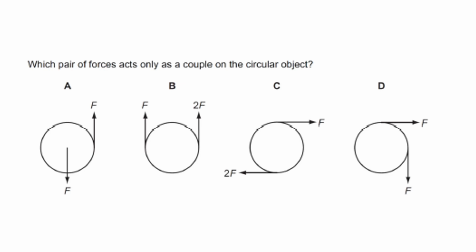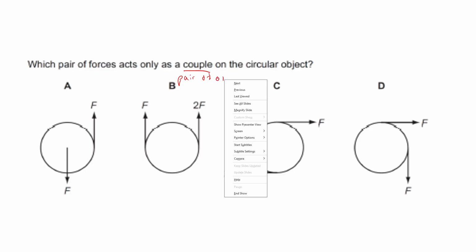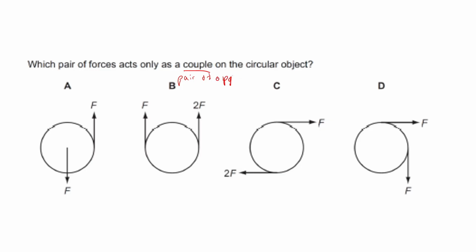Which pair of forces acts only as a couple on the circular object? Okay, so a couple on a circular object is just going to be a pair of opposite and equal forces. So we just have to look for that on these free body diagrams and see that A is actually a couple, because F is going in opposite directions and they're seemingly of the same magnitude.